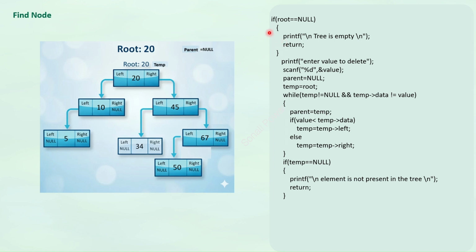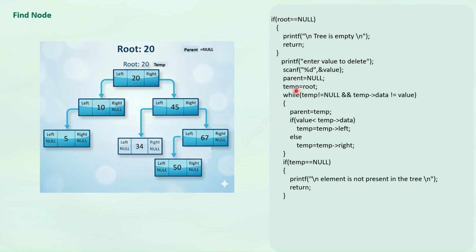Now step by step I will explain this code. First of all, whenever you call the delete function, check whether there is any element to delete in the tree. If root is null, it means the tree is empty, so return to the calling function. Otherwise, ask the user which element they want to delete and read that value into a variable. Consider the user says I want to delete 50, then value will become 50.